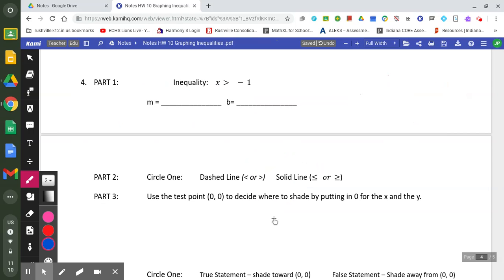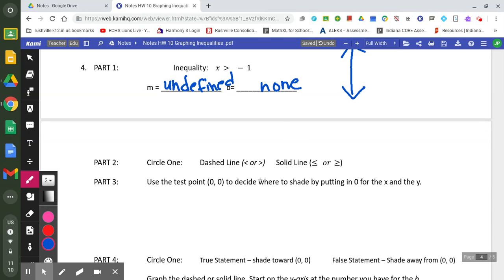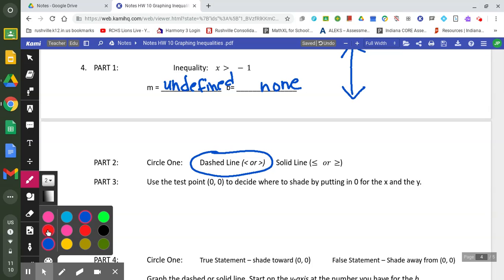Okay, number 4, x is greater than -1. Well, we don't even have a y. And remember, when we have just an x and there's no y in the equation, that is going to be a vertical line. And vertical lines have a slope of undefined. They also do not have a y-intercept or a b. But we can still look to see what kind of line it's going to be, dashed or solid, because this is greater than, it's going to be dashed. We can still do the shading.